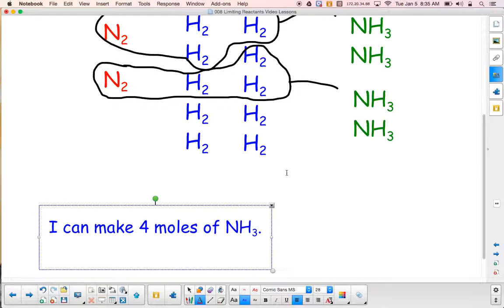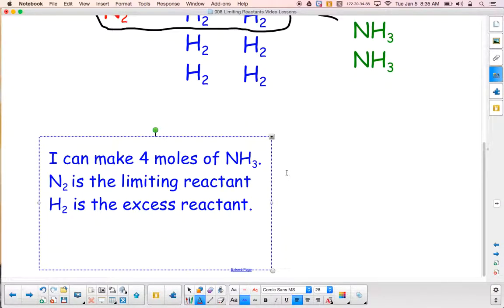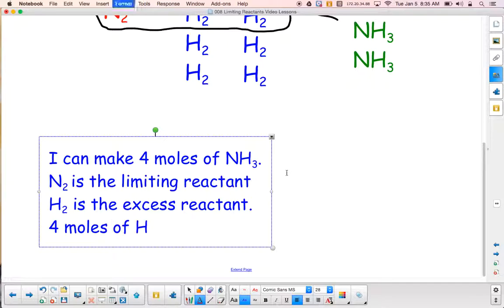Also out of this process, I can see that N2 is the limiting reactant, and H2 is the excess reactant. And I can even see that I have 4 moles of H2 left over when the process is complete.